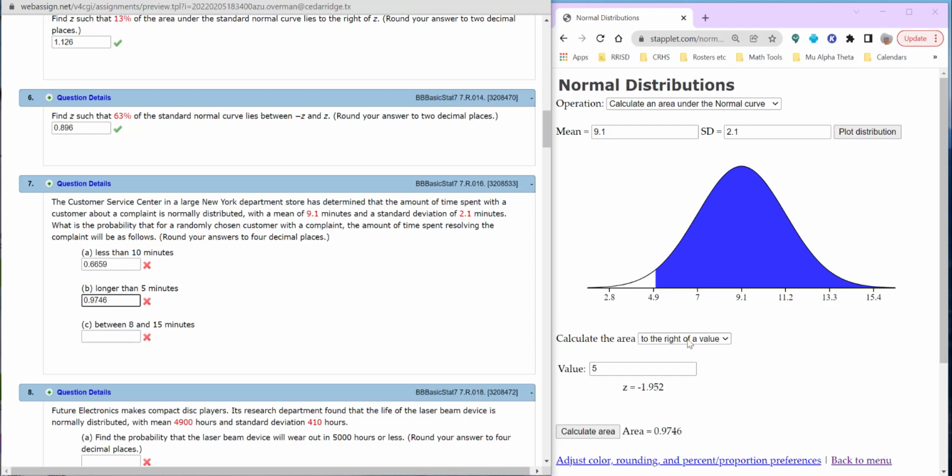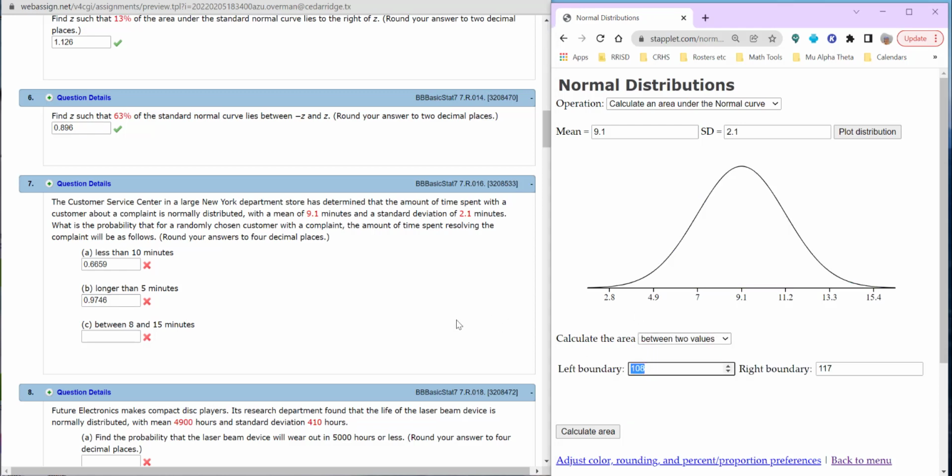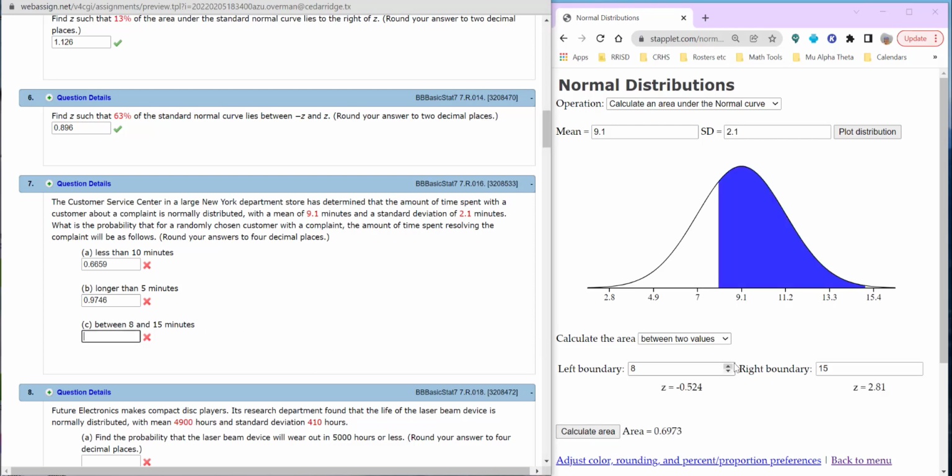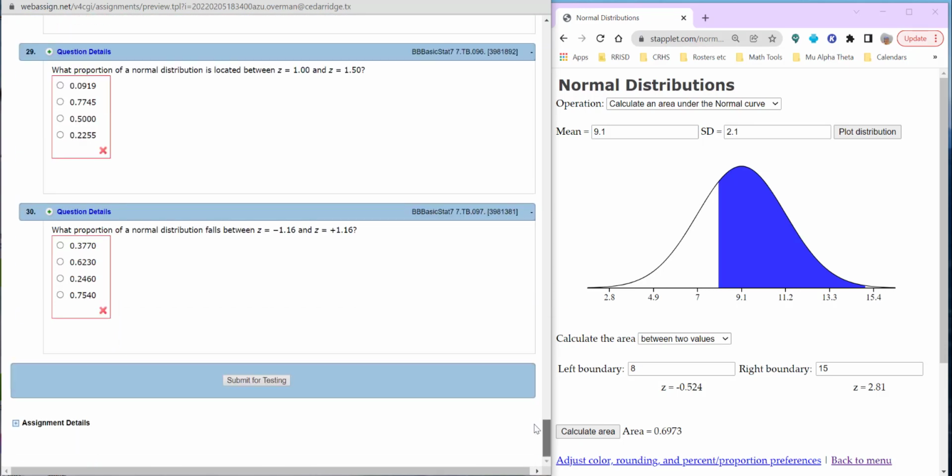I almost did. And then between 8 and 15, between two values, 8, 15. And we get, don't mix, I was looking at that Z-score again, it's 0.6973. And they're all areas, which is what you want for probability, so we're doing well here. Submit for testing.